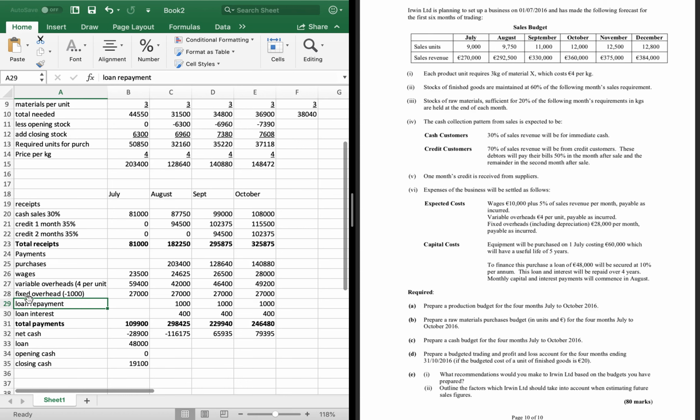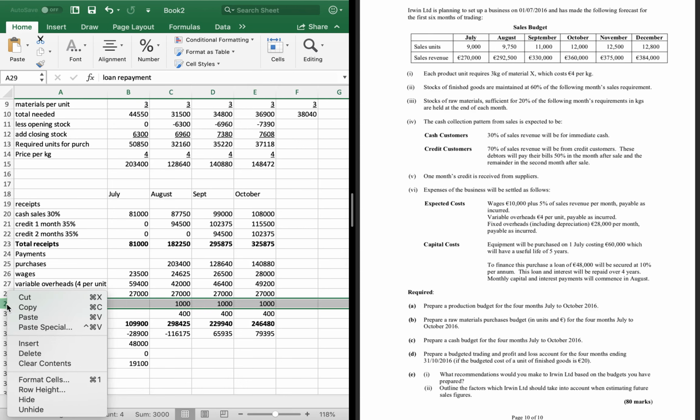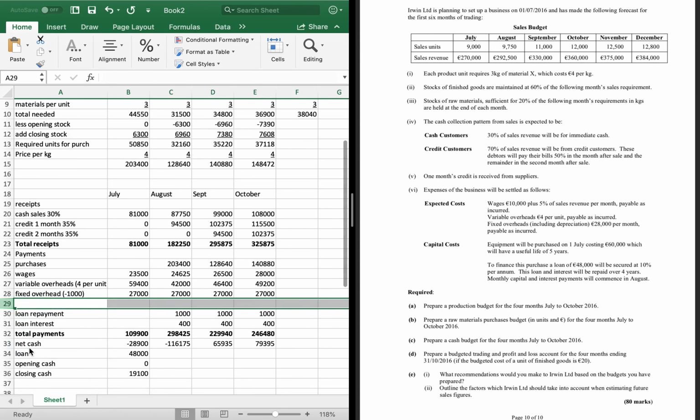Apologies. Sorry. I'm no longer getting a H1. I left out the equipment. Just going to put it in there. So the equipment that we bought cost 60,000. So that's a bit more like it now.